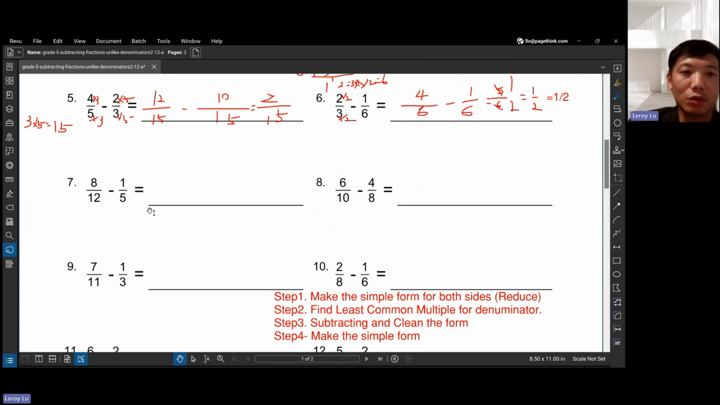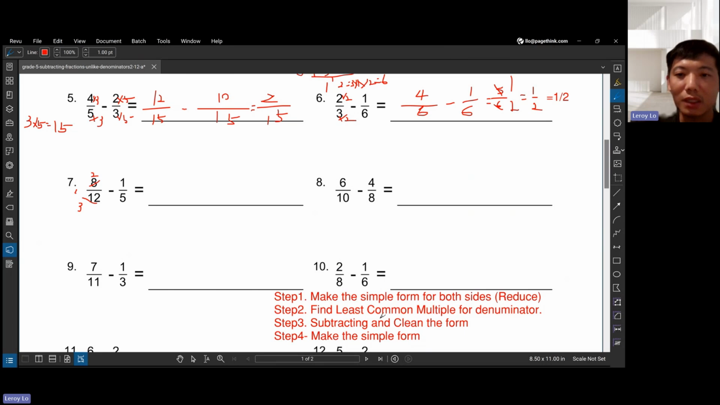So we have 8 over 12 minus 1 over 5. So first we need to make the simple form for both sides. So we divide by 4 on top and bottom. So we got 2 and 3. The number we divided by is the common factor. So common factor, we have 4 here. So 2 over 3 and minus 1 over 5. So that's a simple form.